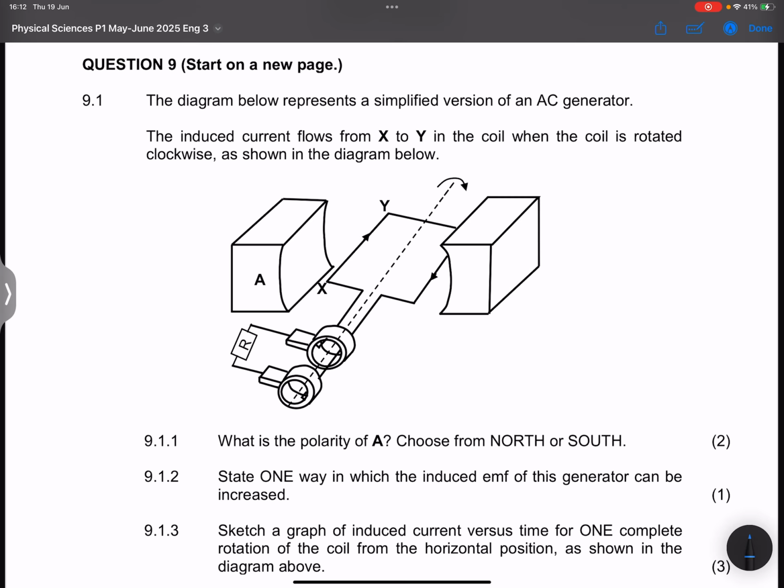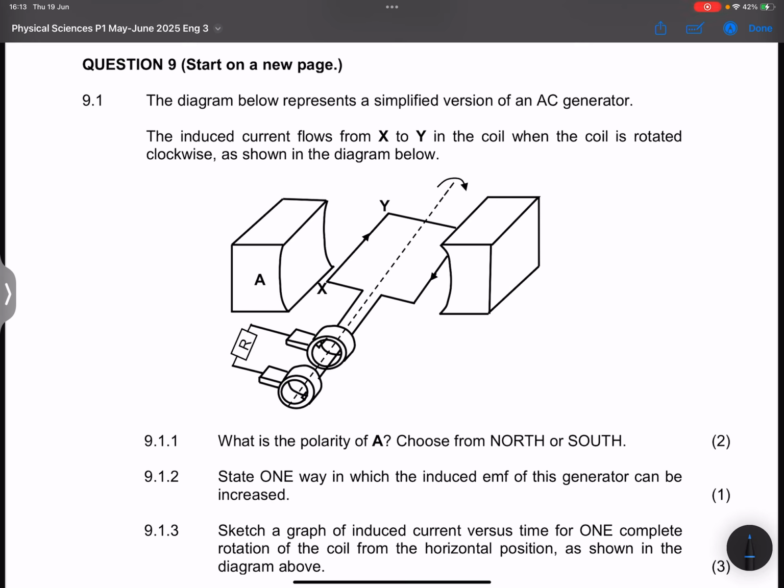All right, they say the diagram below represents a simplified version of an AC generator. Okay, they say the induced current flows from X to Y in the coil when the coil is rotated clockwise. Right, so we've got the direction of the current, and in this case the direction of rotation as shown in the diagram. Right, they say what is the polarity of A?